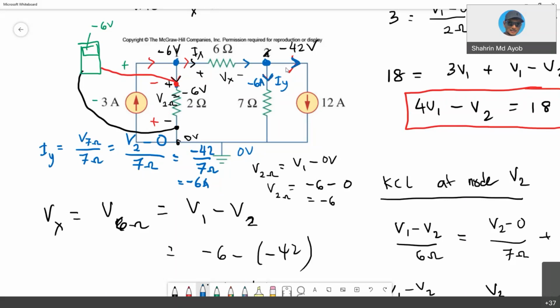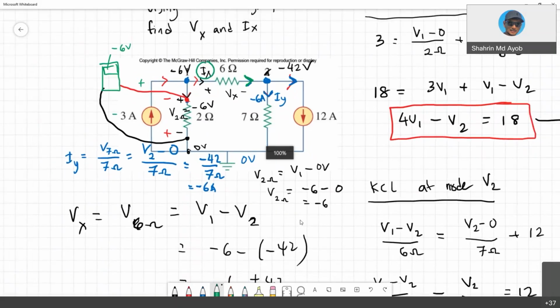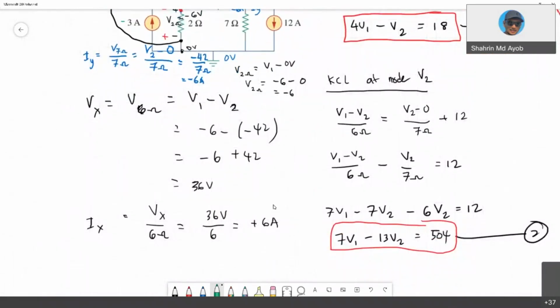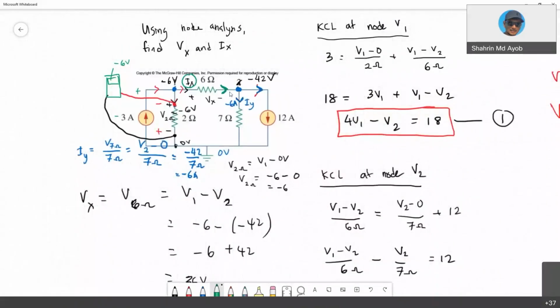So what is the branch current Ix? We have already calculated it, which is 6 amperes, which is logical. You have 6 here. And this one is negative 6, meaning the current direction is actually not in this direction, but in this direction. So you have 6 amperes, and 6 plus 6, you get 12.